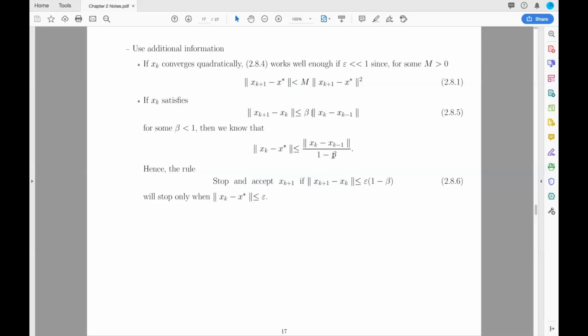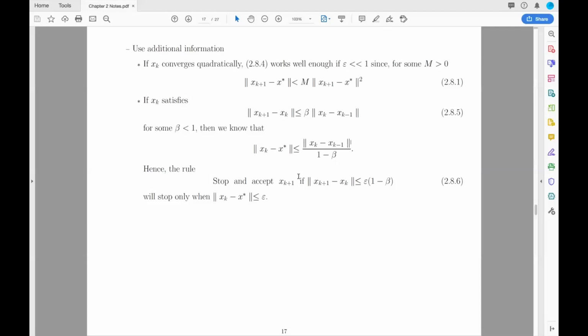Now, if beta is a number like 0.9, that means that your upper bound estimate on the error is 10 times larger than the last step. And this is even when beta is, like I said, 0.9. In dynamic programming, sometimes you want to look at a problem where it's 0.99, in which case the denominator is 0.01, and so that means that the error bound is 100 times bigger than the last change. And so this is kind of slow convergence, but at least it's a rule.